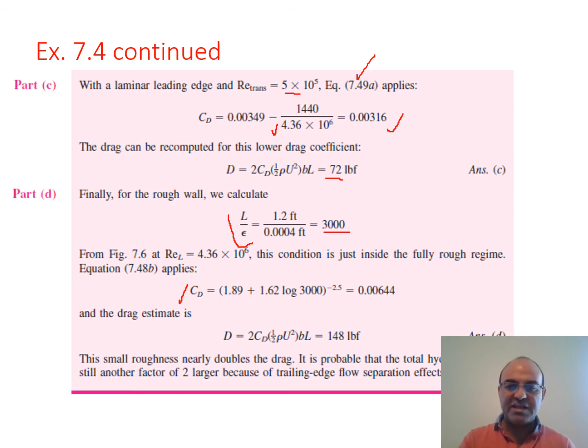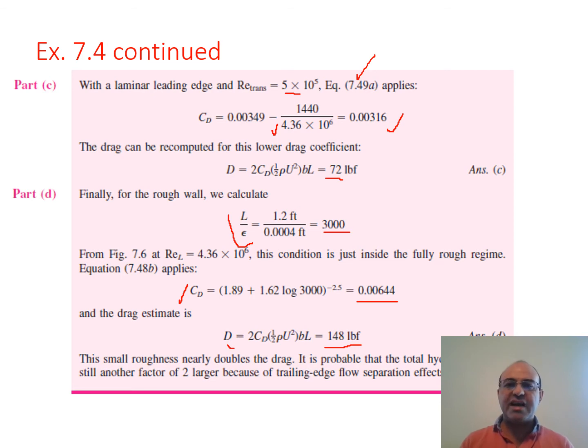We calculate CD, and you see that it's now larger than the previous cases. It's twice as large as the previous two cases. So we calculate D, the drag force, and it's 184 pound force, which is double the drag force in the previous cases. So you see that the roughness can increase the drag force.